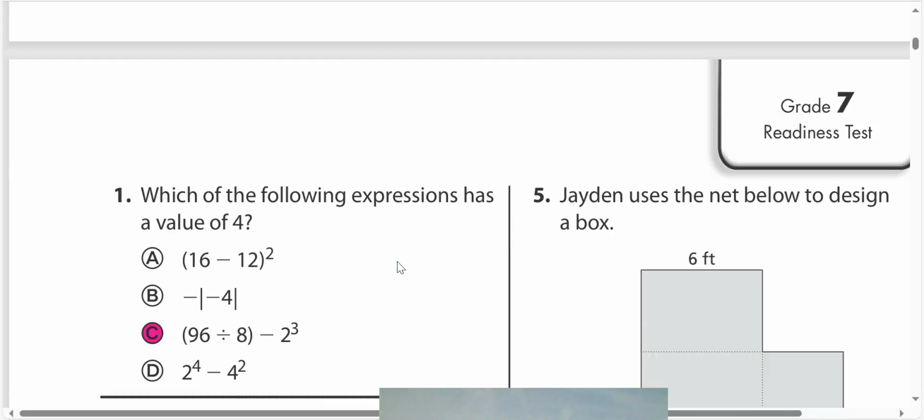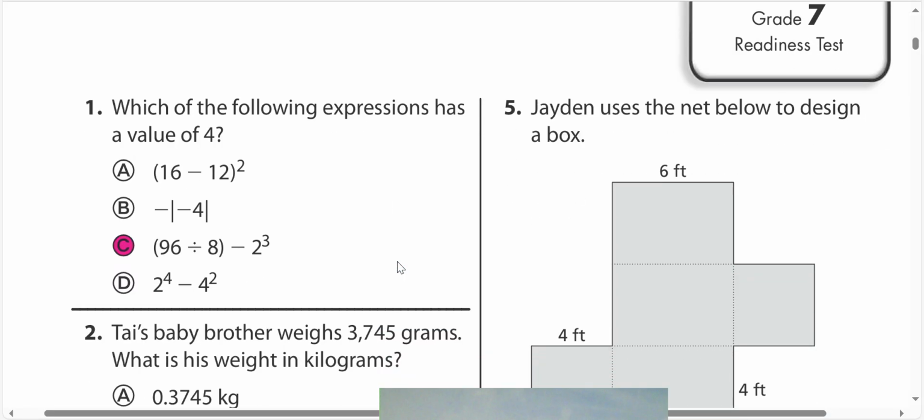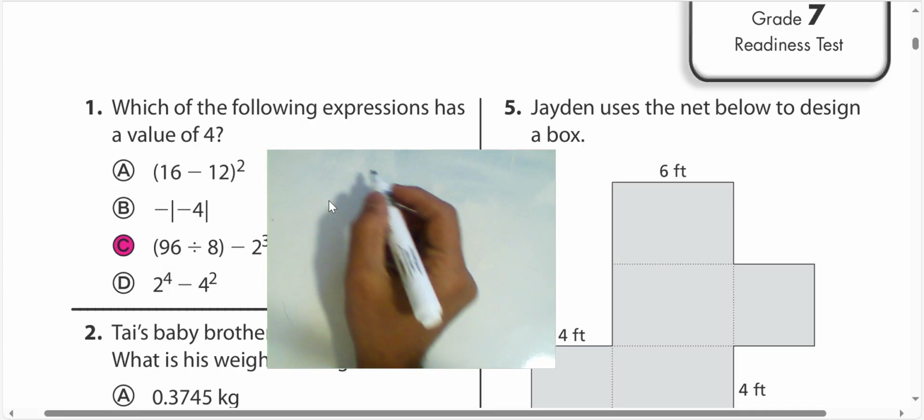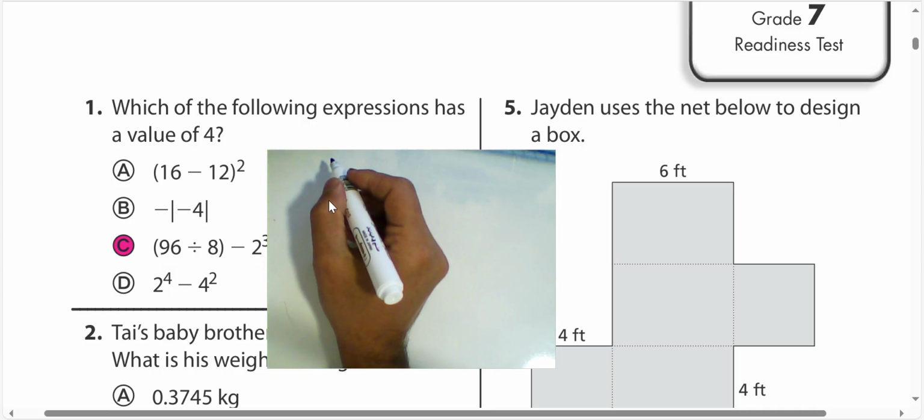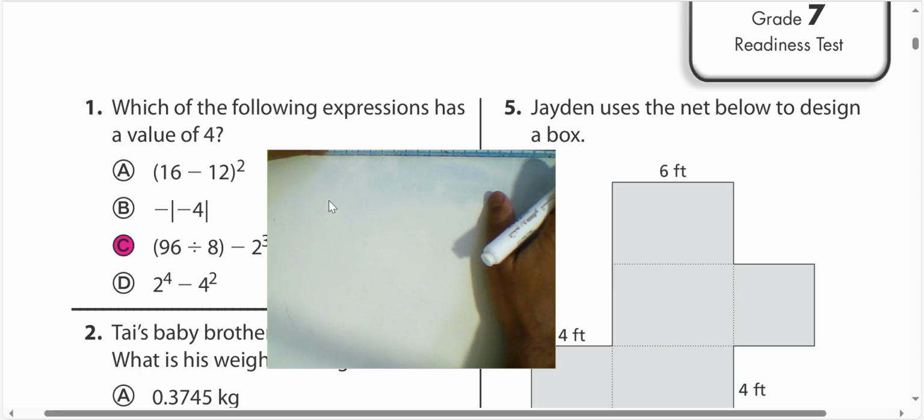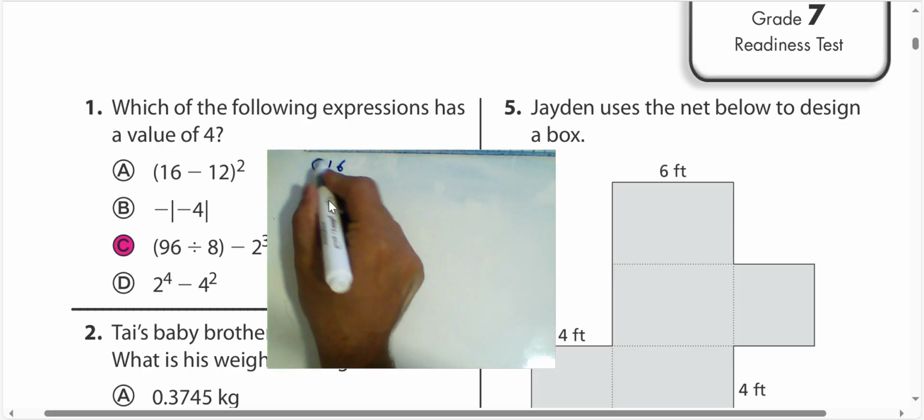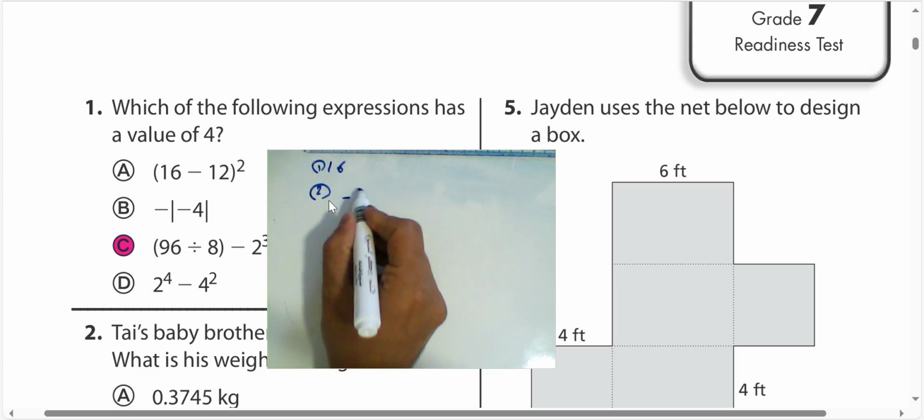First question, 16 minus 12 equals 4. 4 power 2 equals 16. Then the answer here for the first will be 16. Okay, the answer here was 16, but we won't find the answer 4. Choose what about question number 1, 16, and question number 2, negative 4.